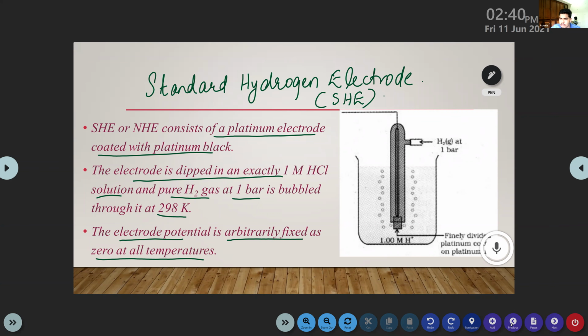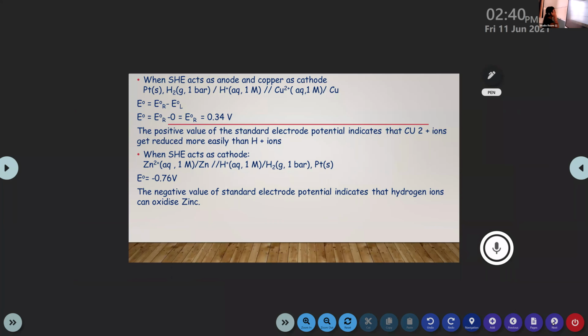Ma'am, complete. Okay. Then we are going to find out the electrode potential of both zinc and copper through this method. First we are moving with copper. In this case, SHE, that is the standard hydrogen electrode, acts as anode, and copper is always the cathode. You know that in the galvanic cell, copper acts as cathode. So we can represent this electrochemical cell like this.